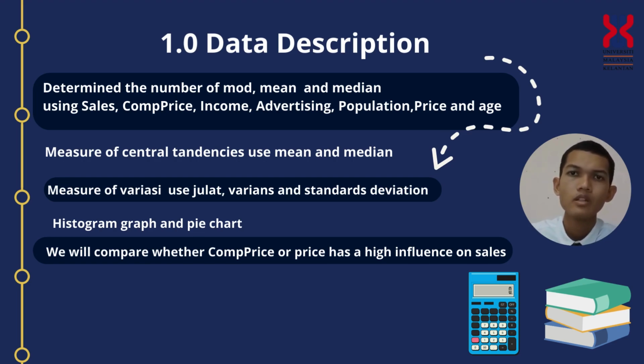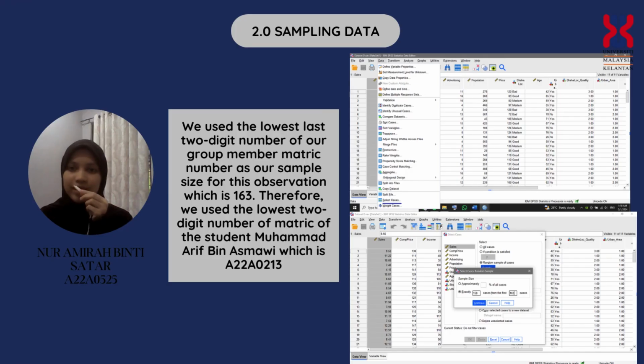In the graphical representation part, we use a histogram graph and pie chart. For this study, we will compare whether comprice or price has a higher influence on sales.